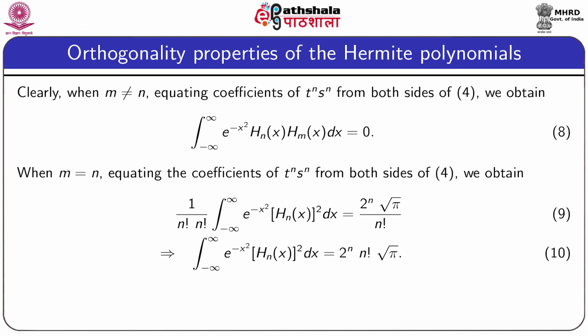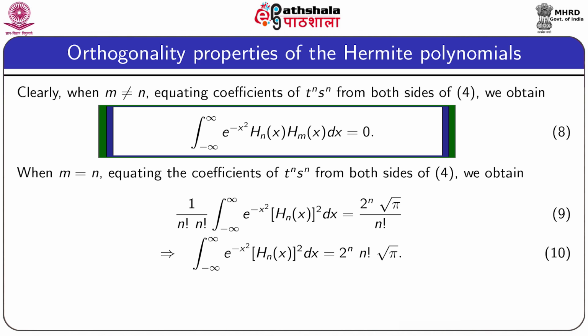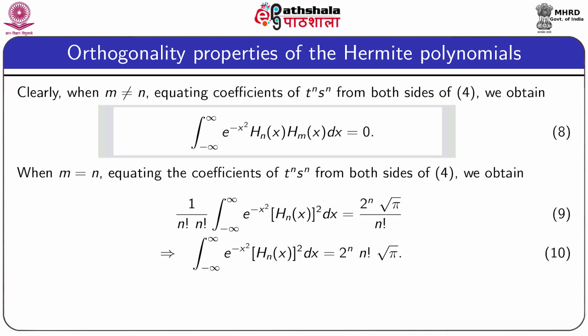If m is not equal to n, we equate the coefficient of t to the power n s to the power m from both sides of 7, and we will get integration minus infinity to plus infinity e to the power minus x square H_n(x) H_m(x) dx is equal to 0.